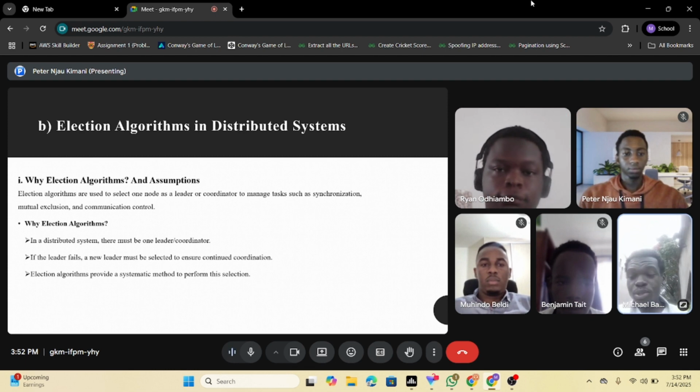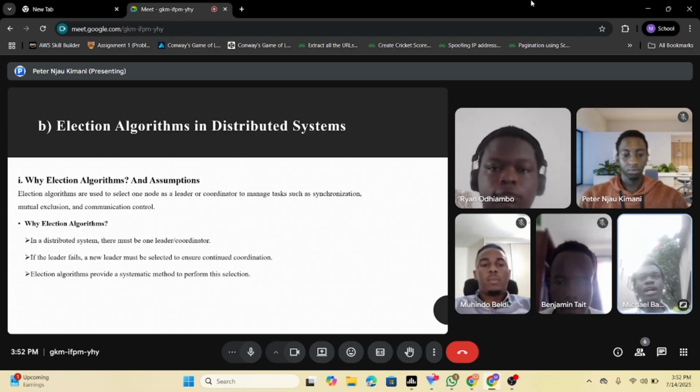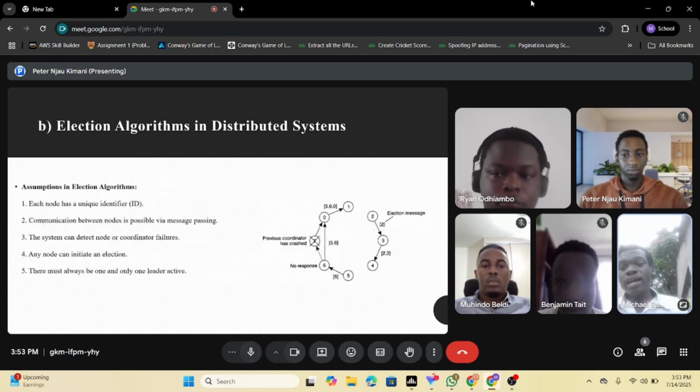Then, election algorithms provide a systematic method to perform this selection, so it doesn't become an ad hoc process. Not just anyone becomes a leader. The election algorithms provide a protocol or set of rules that determine why this one is a leader and why the rest are not. Now, there must be some assumptions when it comes to election algorithms.